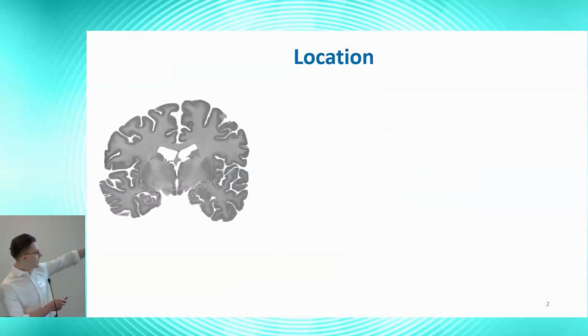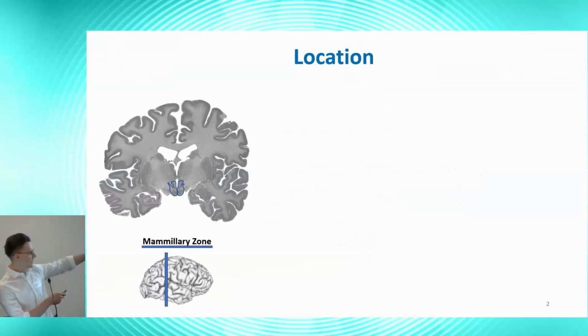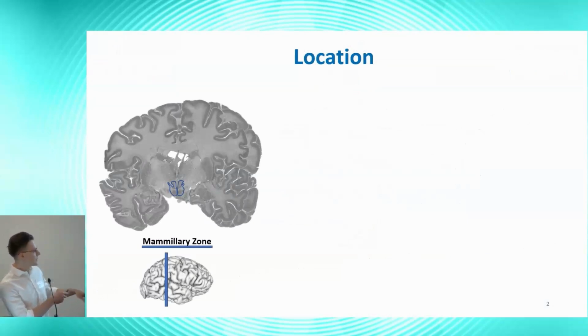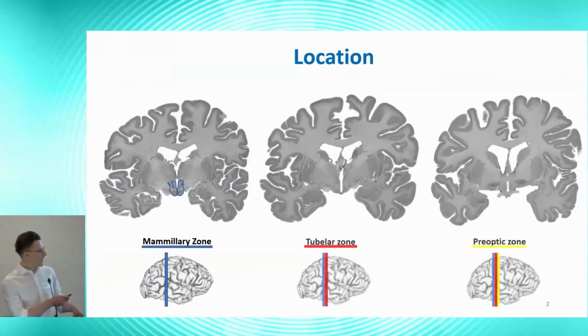So basically, in the ventral part of the brain, you see these two roundish structures, which are the mammillary bodies, nuclei of the hypothalamus, and they define the most posterior part of the hypothalamus, which is the mammillary zone. We also defined two other zones. One is the tubular zone, and the most anterior is the preoptic zone.